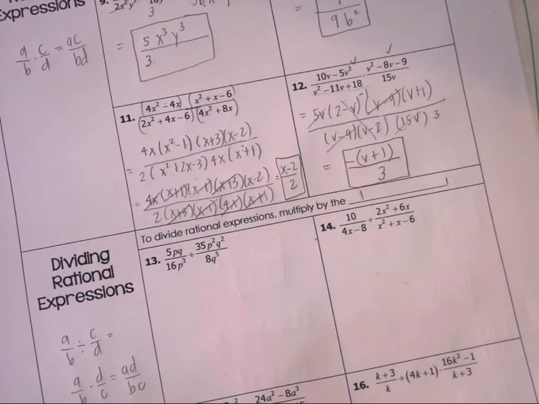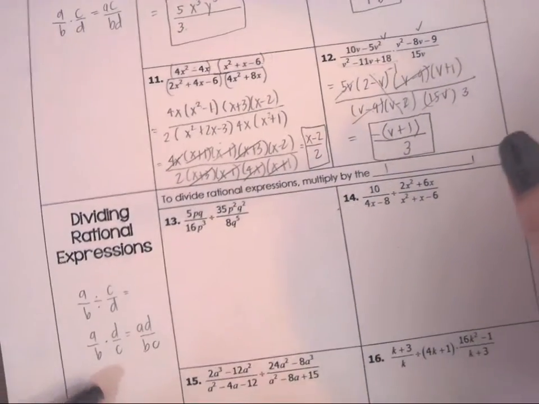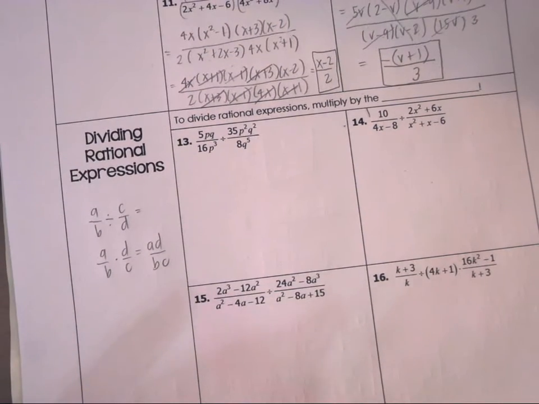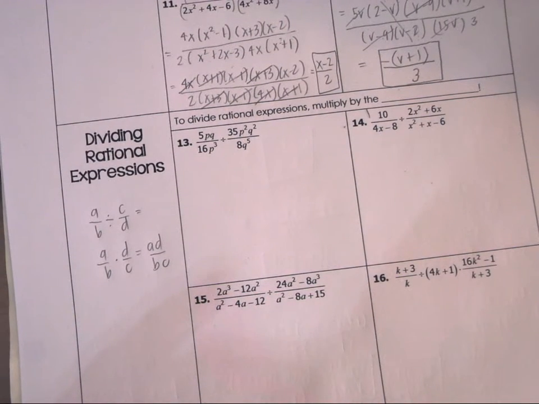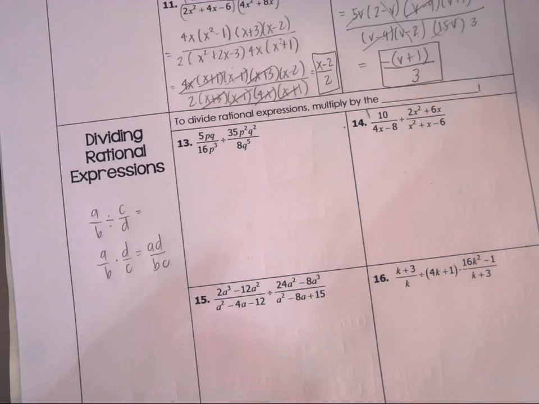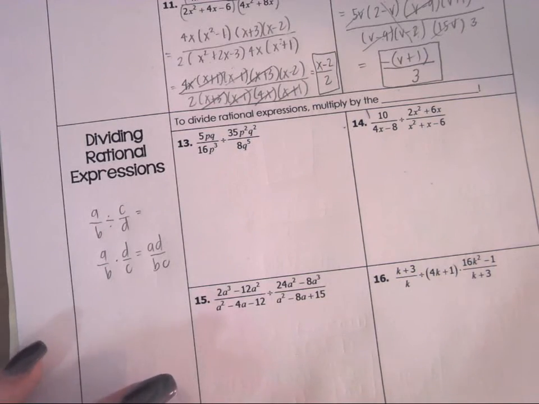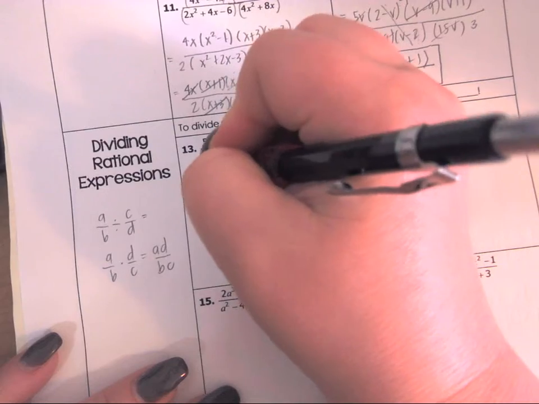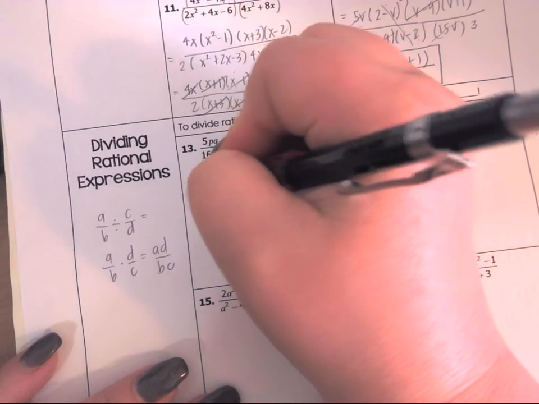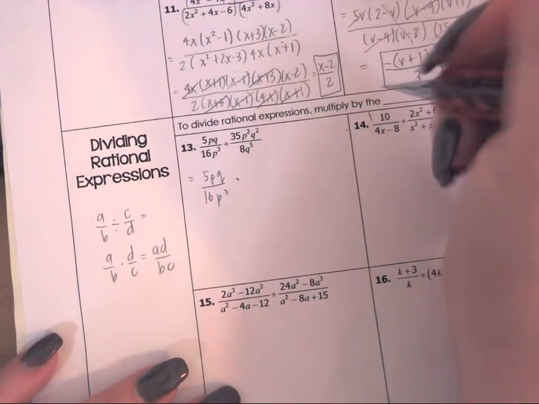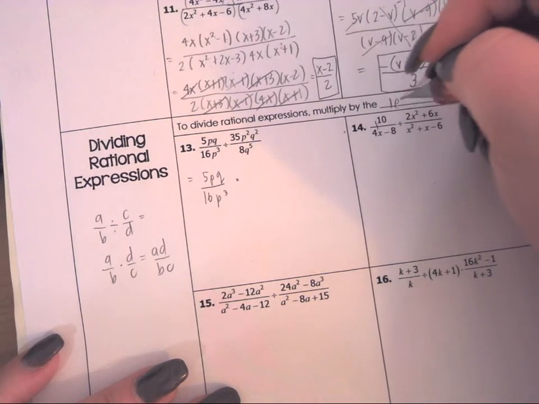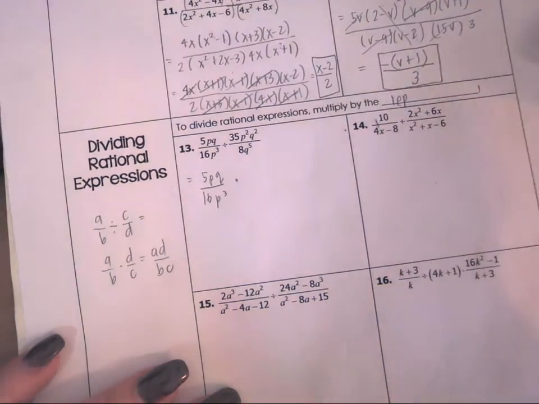Okay, and then the dividing is literally the same, except you just need to flip the second one first. So we'll do that first. So you flip it, so that's step 1. So, oh yes, to divide a rational expression, multiply by the reciprocal.